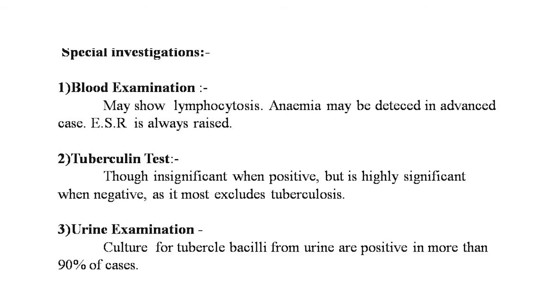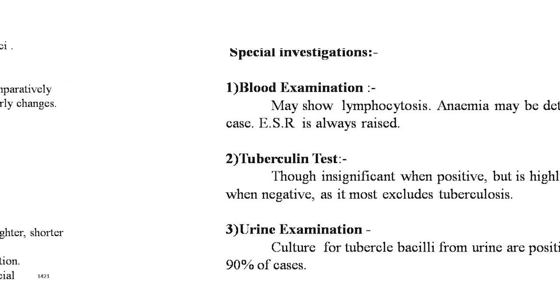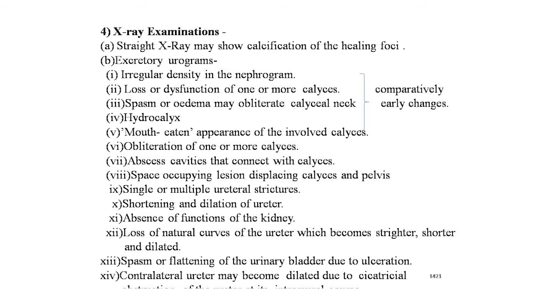Culture for tubercle bacilli from urine is positive in more than 90% of cases. Fourth is the X-ray examination. Straight X-ray may show calcification of the healing foci. Excretory urograms show irregular density in the nephrogram, loss or dysfunction of one or more calyces, spasm or edema that may obliterate the calyceal neck, hydrocalyx, and mouth-eaten appearance of involved calyces. All these are the comparatively early changes.